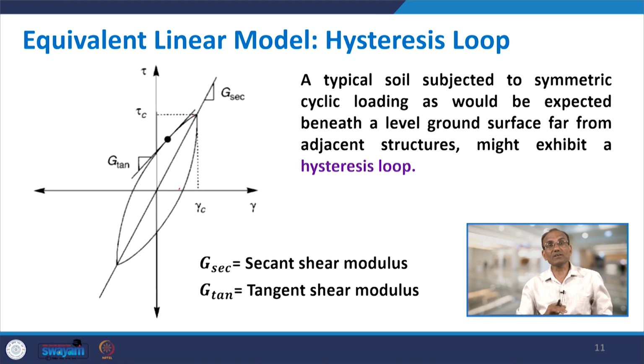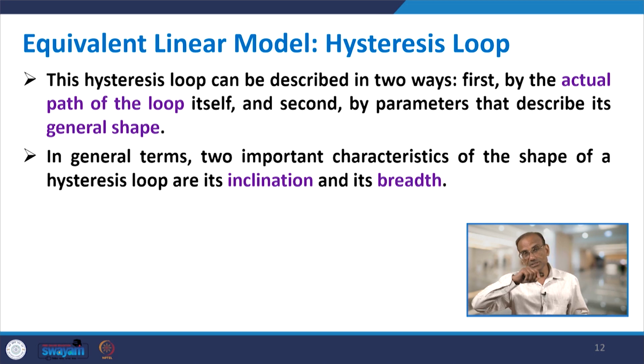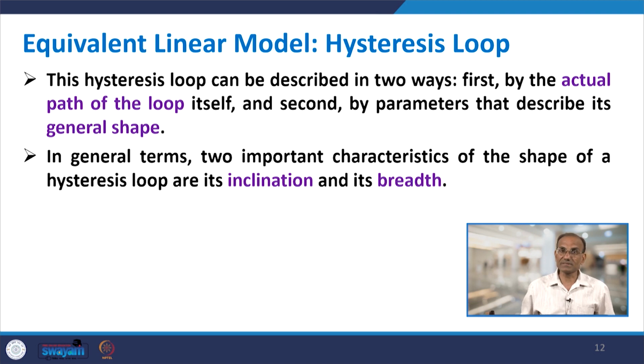So, that means the value of G-tan is continuously varying as you move from one point to another point on this curve. However, the average value of this G-tan can be represented by the slope of the center line, which is called G-sec, that is called secant modulus. Like whatever we have discussed here, the hysteresis can be described in two ways. First, by the actual path of the loop itself, taking each point one by one, and the second by parameters that describe its general shape.